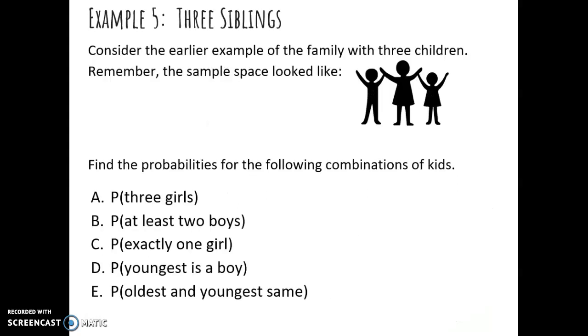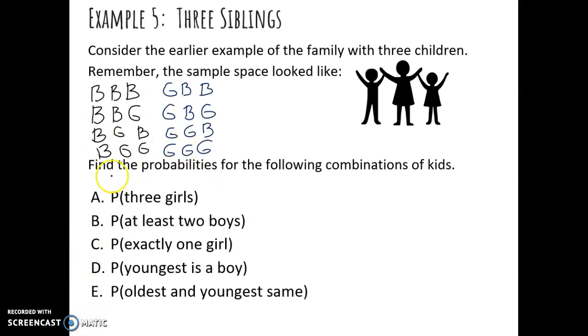Okay. All right, consider the earlier example of the family with 3 children. Remember, the sample space looks like this. Okay, so I have them listed up here. I'm not going to read them out again. That's a total of 8 outcomes. Okay, so find the following probabilities. Why don't you pause the video and see if you can find the probability of each of the following A through E.